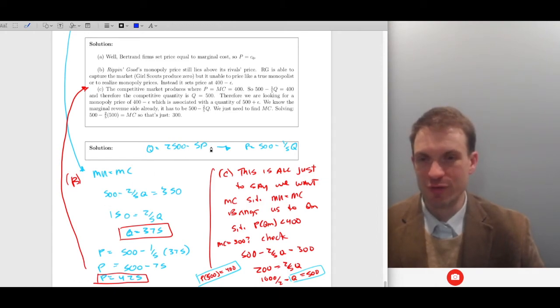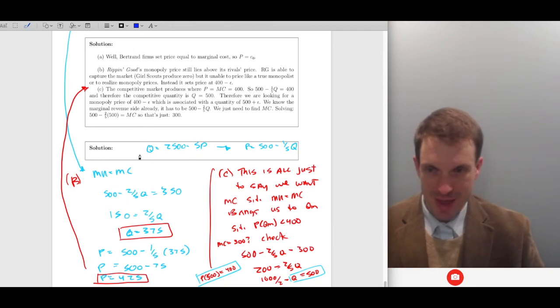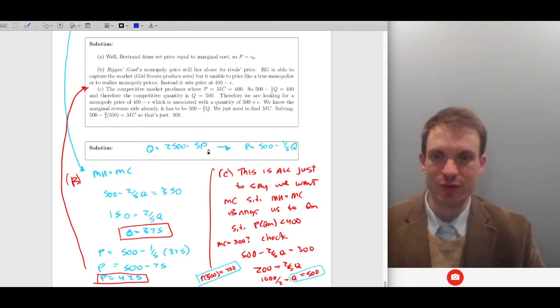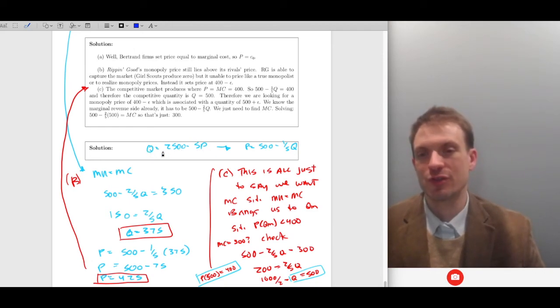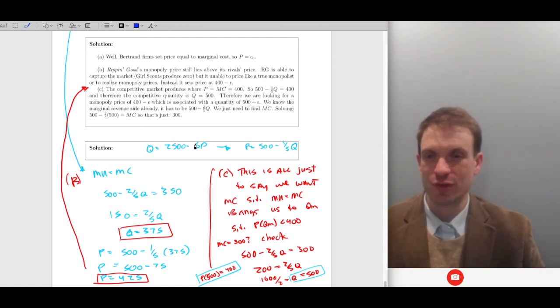The marginal revenue, well, I gave you the demand: Q is equal to 2,500 minus 5p. We have to get the inverse demand. So the inverse demand is just solving the same relationship, just solving it for p. So p is equal to 500 minus 1/5 q.